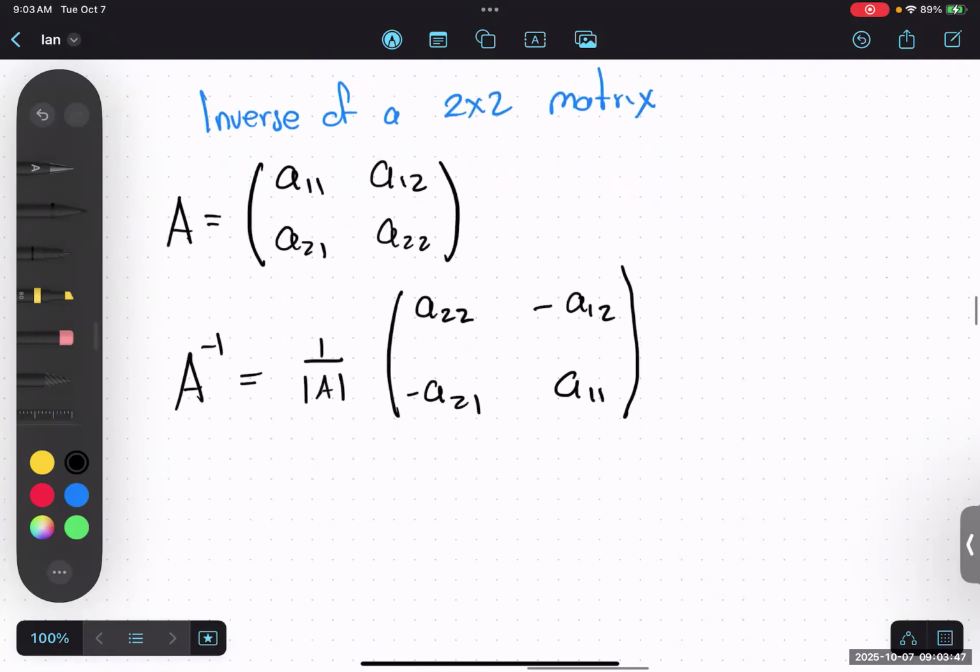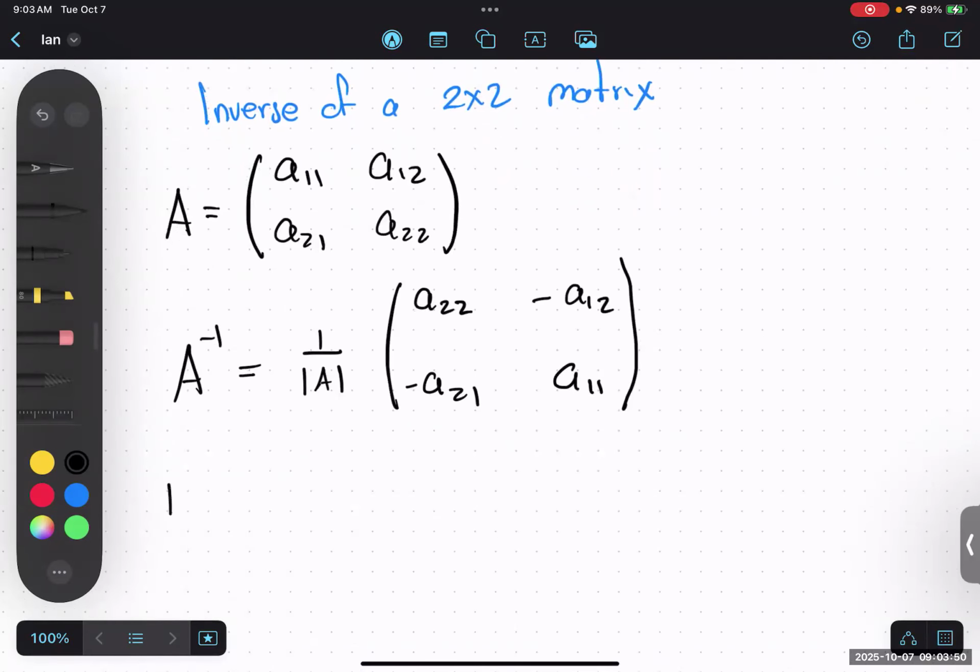Now, of course, at this point you should also ask, what is the determinant of a matrix? Well, the determinant of a matrix comes from cross-multiplying the diagonals of the matrix. So the main diagonal comes first, A11 times A22, and you subtract the multiplication of the other diagonal, which comes from A12 times A21. Exactly. That's the way.